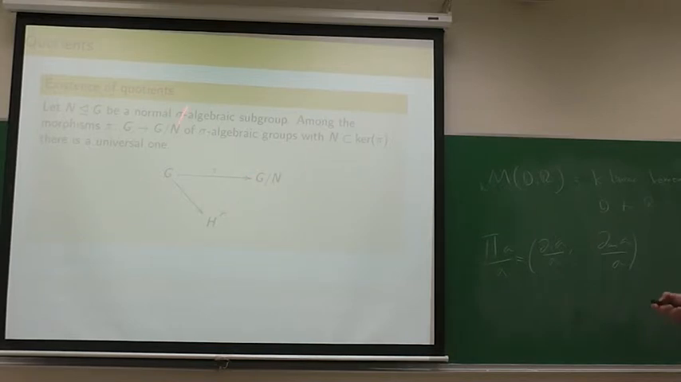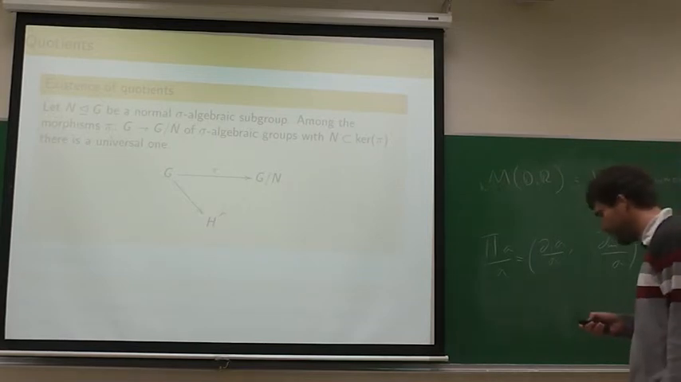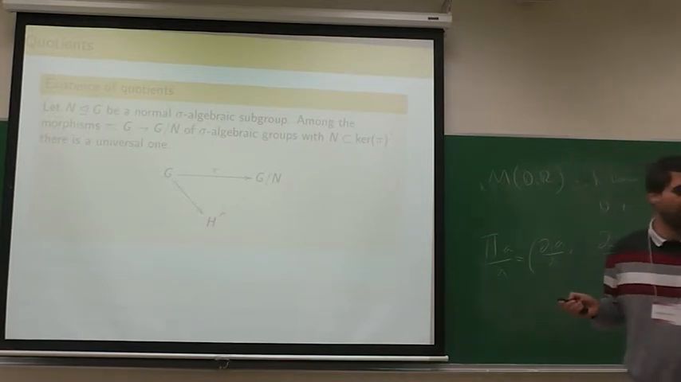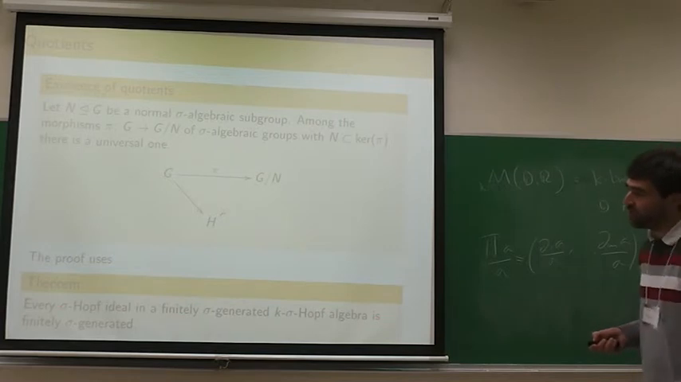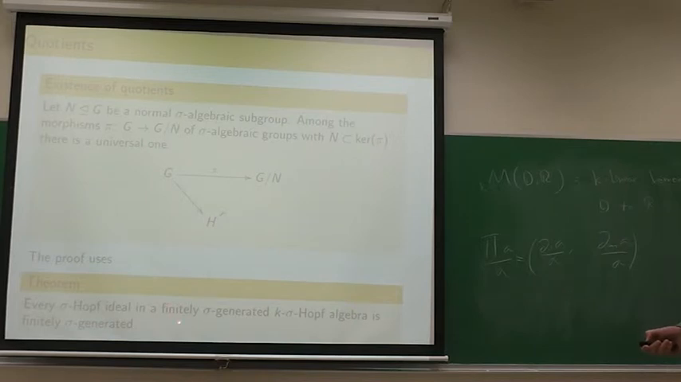So now, you can show that this exists, but then it remains to prove the good properties of the quotient. The existence proof of the quotient uses a certain finiteness theorem about these difference algebraic groups. The finiteness theorem says that every sigma Hopf ideal in a finitely sigma generated sigma Hopf algebra is itself finitely sigma generated. So it's finitely generated as a difference ideal.